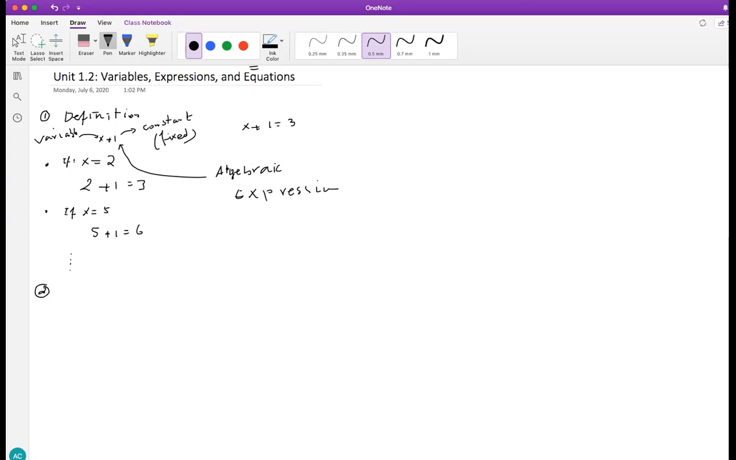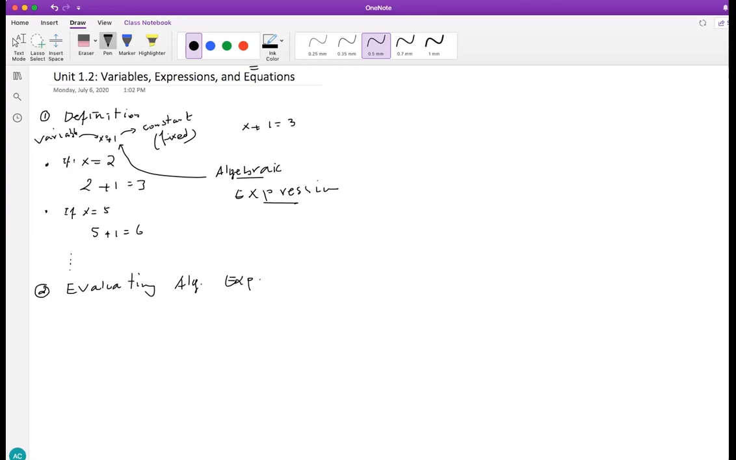Okay, so it just means a combination of constants or numbers and variables. That's what an algebraic expression is. So now let's see how to evaluate them. Evaluating algebraic expressions.